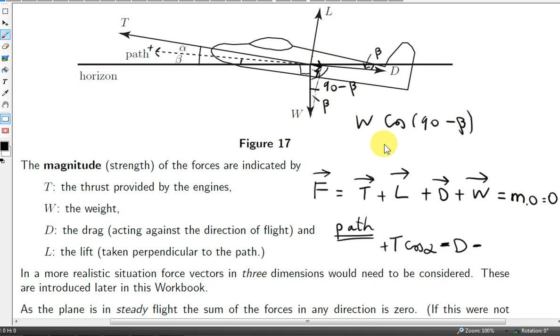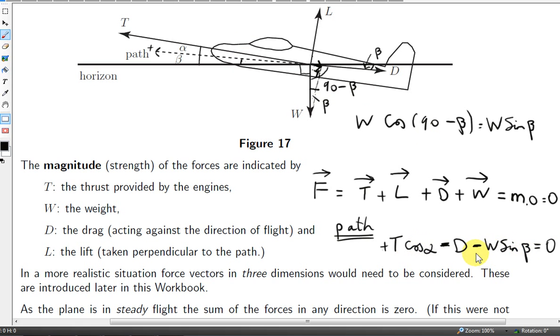So the cos of 90 minus beta is actually the same as the sine of beta. See, the side opposite beta is what we're looking for, this vector here. So the sine of beta is the vector we're looking for divided by the magnitude of this vector W. Okay, so we have minus W sine beta here. So this is the sum of the components of the four forces in a direction along the flight path, and that must equal 0.